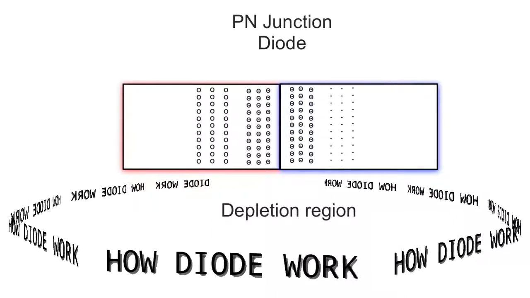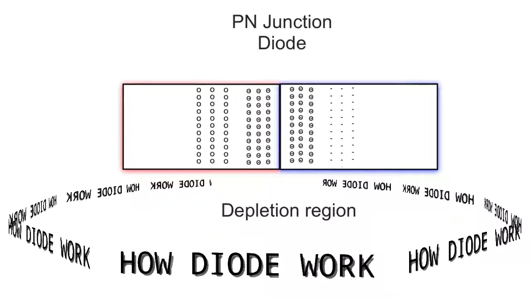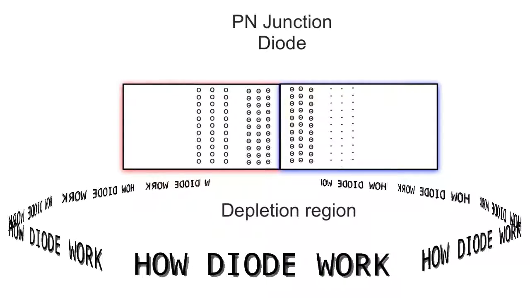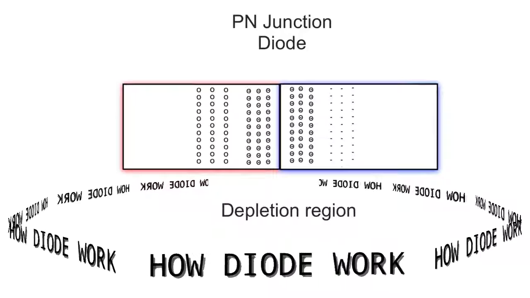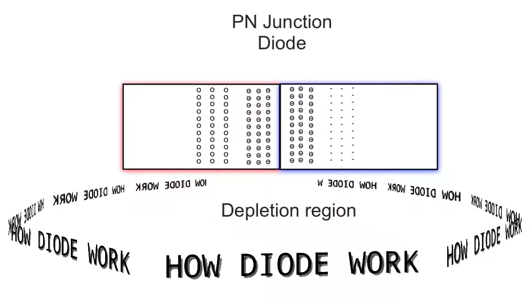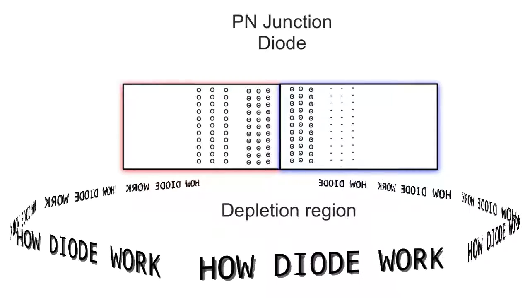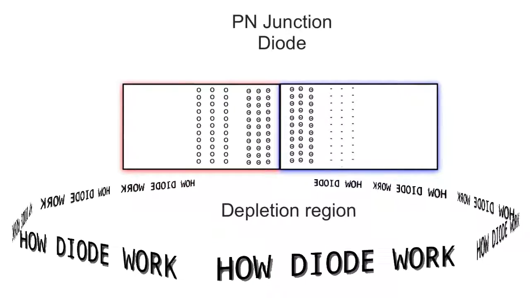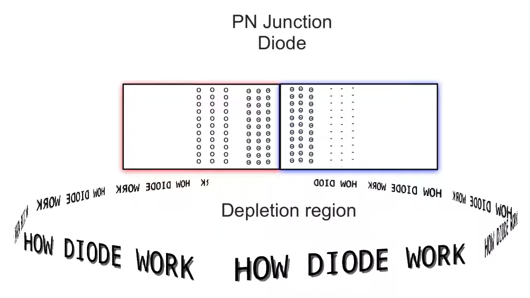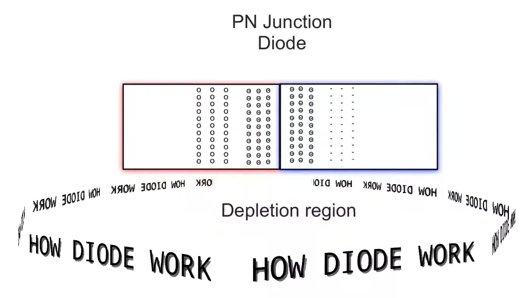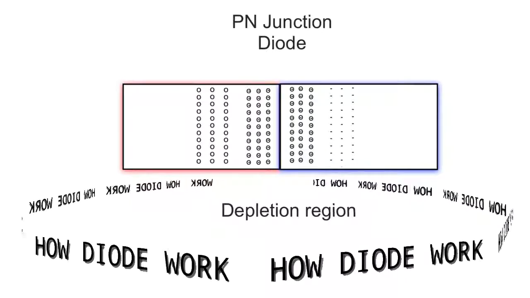Now, things are going to change, though, when we apply an outside force to this. We're going to call it a battery, because that's what it is. And we're going to see what happens when we hook it up one direction. So if we have, say, positive on this side and negative on this side, or if we have the negative terminal of the battery here and the positive terminal of the battery there. That's our next goal. That is the terms reverse bias and forward bias.